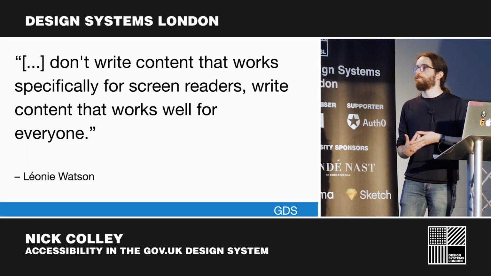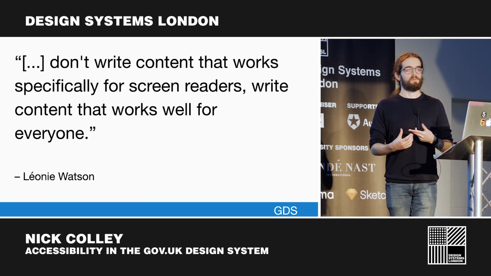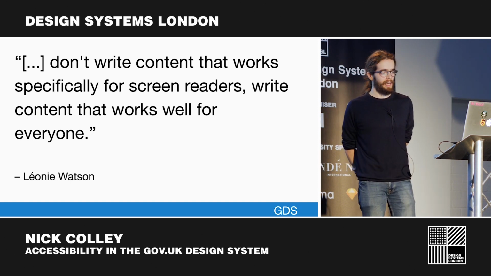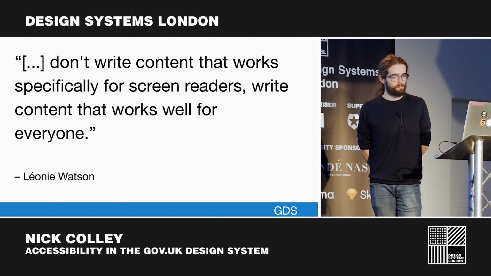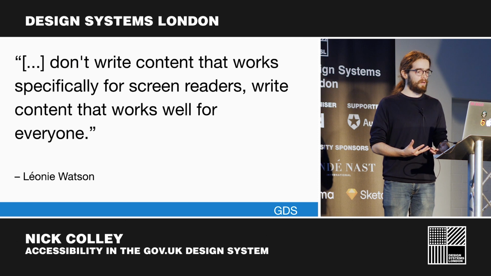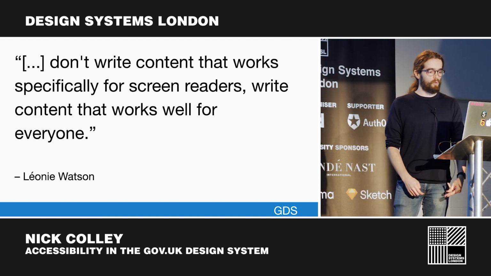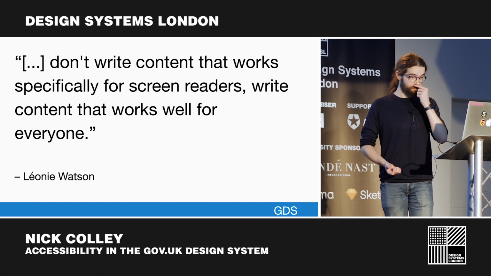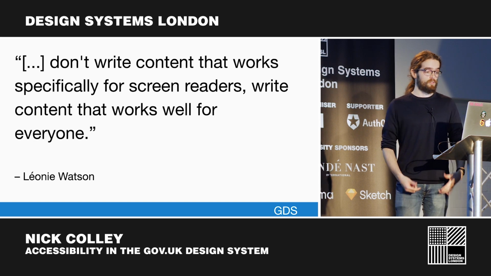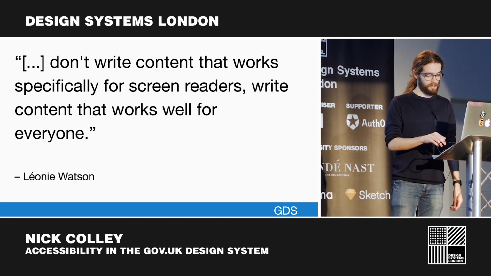So one frequent example of this is when assistive technologies often mispronounce content. We had one where a screen reader would pronounce gov.uk as governor. If you're new to these things, you're like, well, that's broken, we need to fix that. But this could be a very common case if this is what you use every day. So the best way to do it, based on what Leonie Watson says, is to write content that works for everyone, not specifically screen readers.